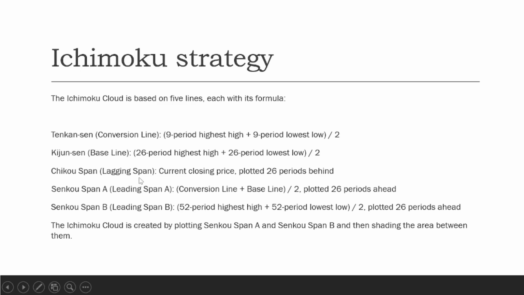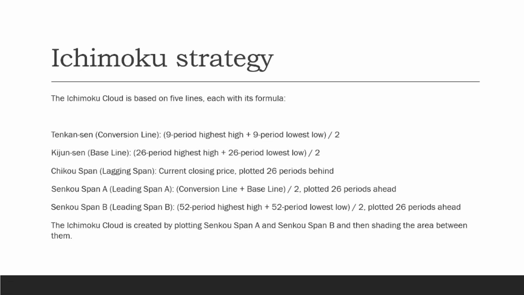Chikou Span, or lagging span, as the name itself indicates, is the current closing price compared to the price 26 periods behind. In other words, we are comparing the current price to the previous price 26 periods back. So Chikou Span also gives a line, and that line is plotted 26 periods behind.